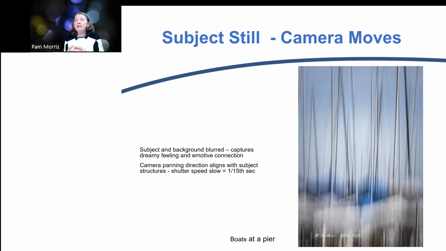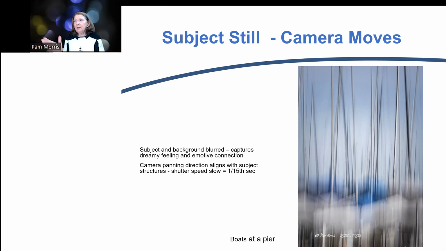And that's where the subject is still and you move the camera, but you move it fairly quickly. One of the guys in our camera club calls it the swoosh method, because he just goes swoosh. But you need to have a shutter speed that's reasonably slow. And at the end, I've got the details of how you need to set your camera to do this.